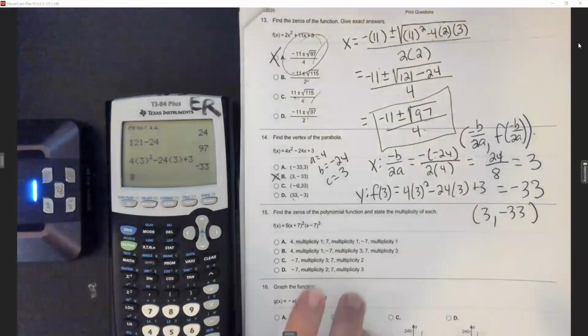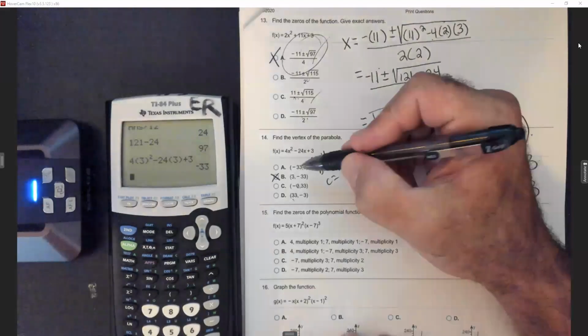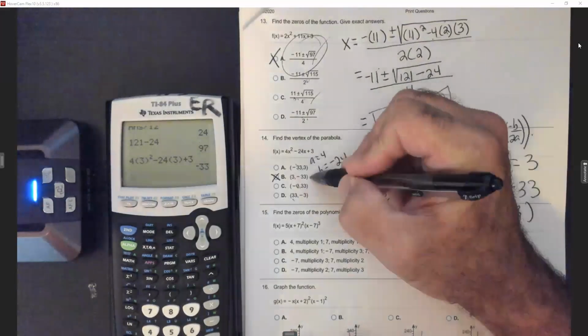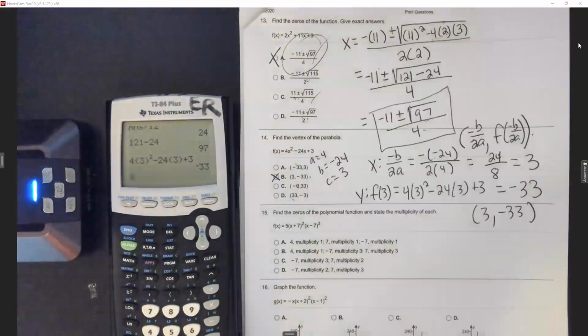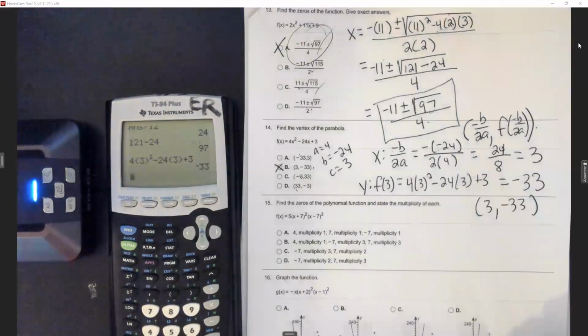But y'all, what I like about that problem, once you go through the negative b over 2a, you've pretty much got the answer. You're just verifying it by doing the y part, okay? All right, what's next? 15.